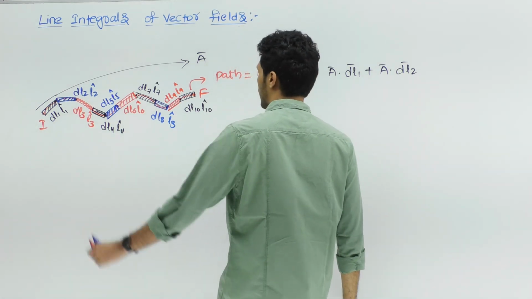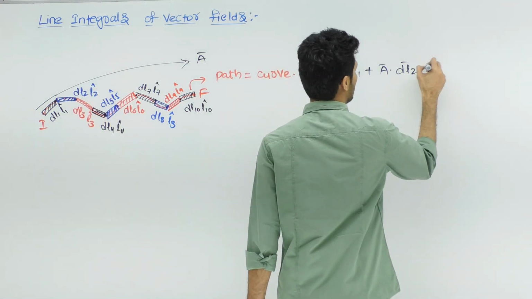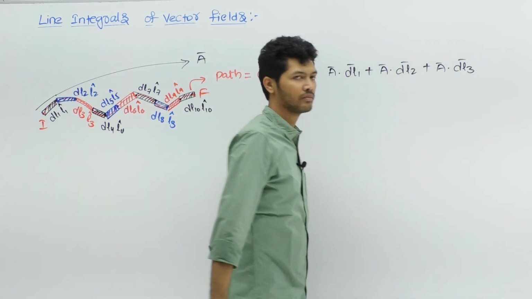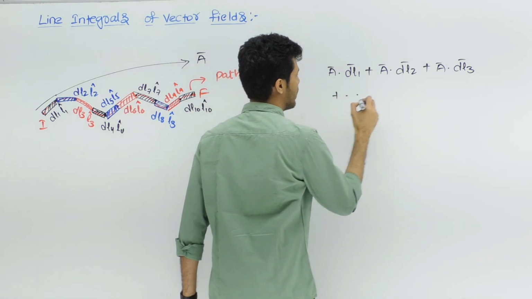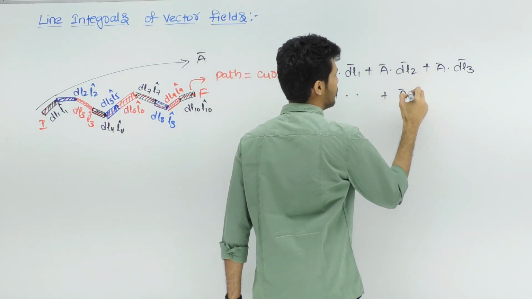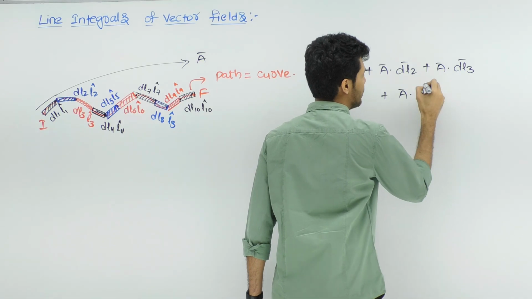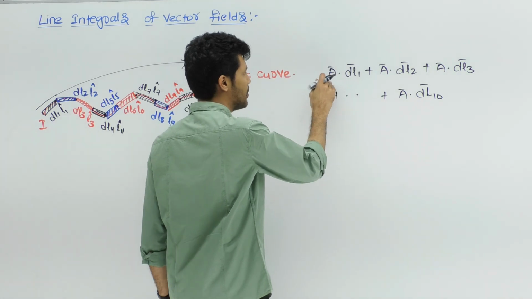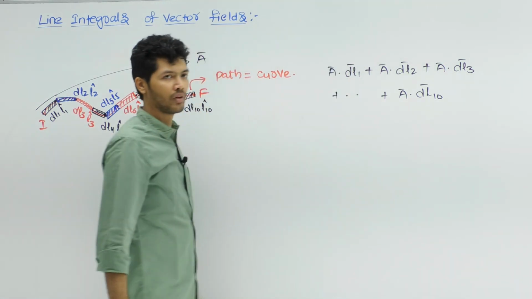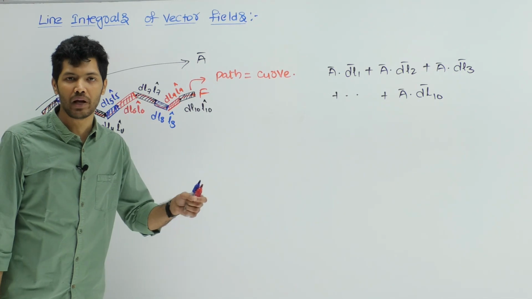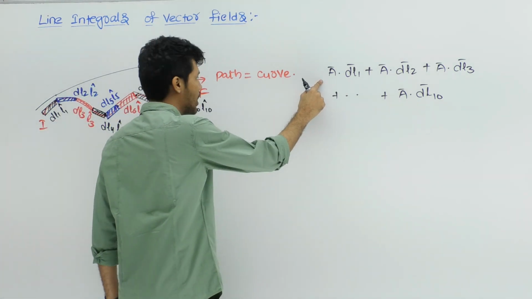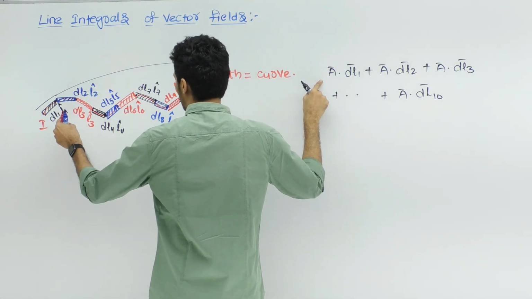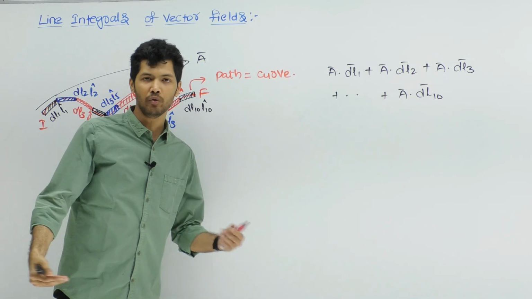And what is the line integral along the direction of L3 cap? That is A bar dot dL3 bar, and so on. Finally, plus A bar dot dL10 bar. In all these cases, whenever we take a dot product of A bar with dL1 bar, we are simply multiplying the component of A bar along the direction of L1 cap with the length of the first vector, dL1 bar. That is what we are doing.